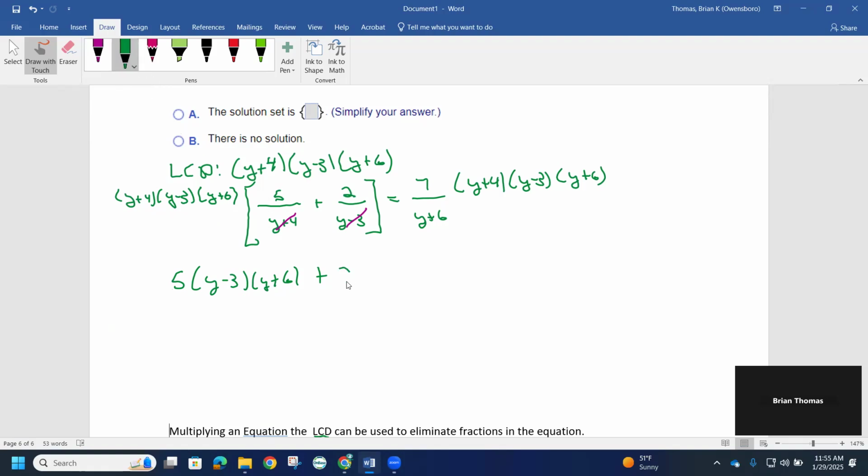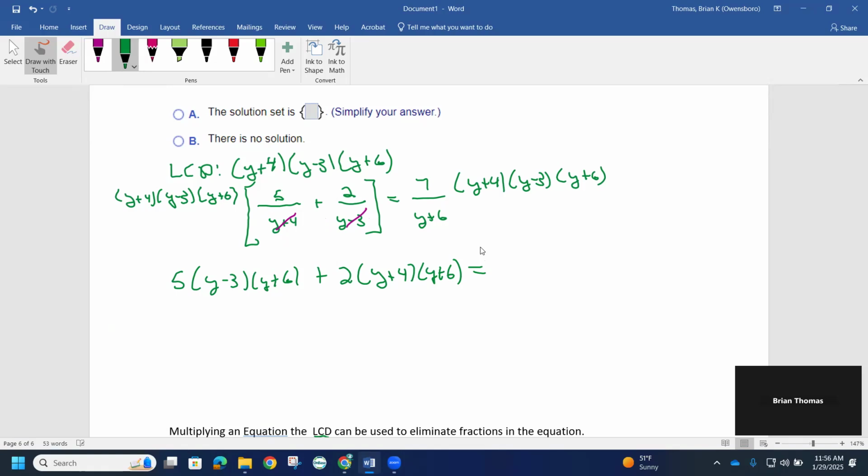So I'm going to put the 2 out in front. But since the y minus 3 is canceled out, I'm going to still have the y plus 4 and the y plus 6 go through. So I've got to multiply this to both pieces. When I multiply to the first term, the y plus 4 cancels out, which leaves me the y minus 3 and y plus 6 and the 5. So I put those down. And then when all this goes to the second term, the y minus 3 cancels out. So the 2 is still there, and the y plus 4 and the y plus 6.